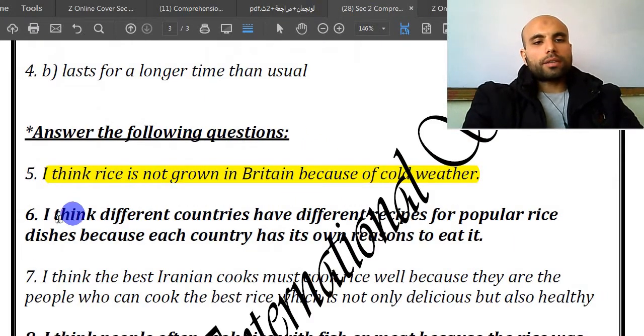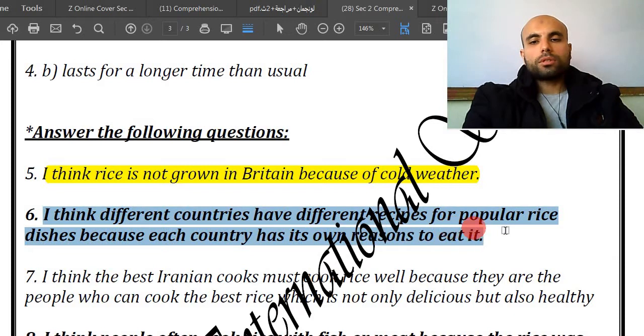Number 6. Why do you think different countries have different recipes for popular rice dishes? So I think different countries have different recipes for popular rice dishes, because each country has its own reasons to eat it. So that's the answer of number 6.